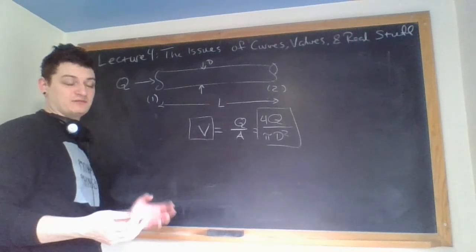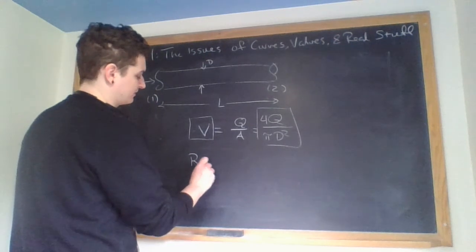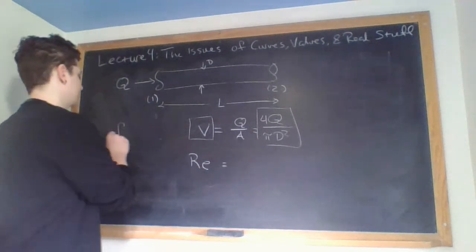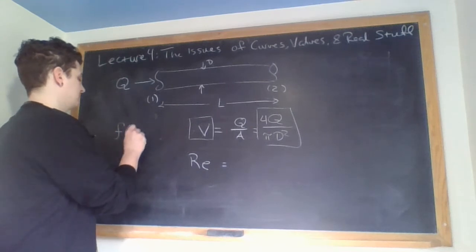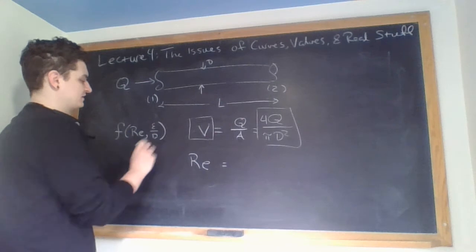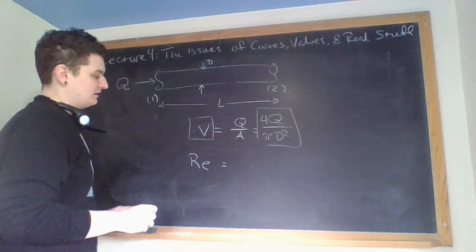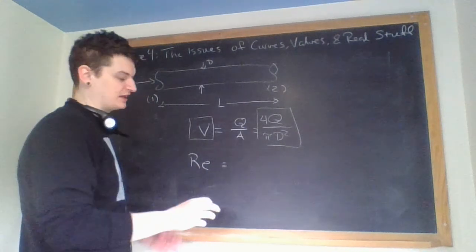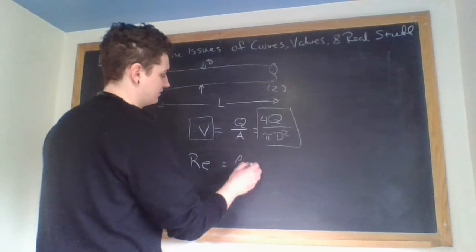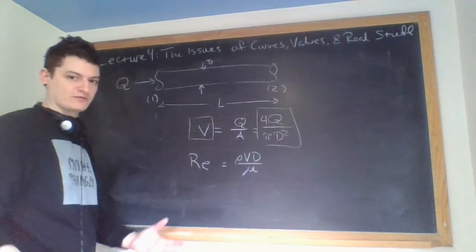Now, what do you do to get friction factors? You need to calculate a Reynolds number, because these friction factors are functions of Reynolds numbers, and they're functions of these roughness value heights. So then you get the Reynolds number, rho, v, d, whatever it turns out to be.